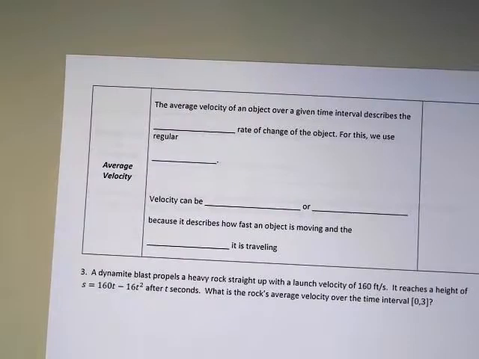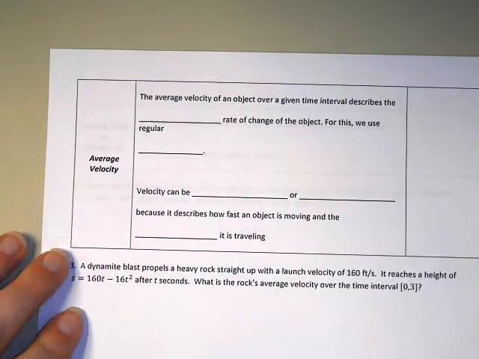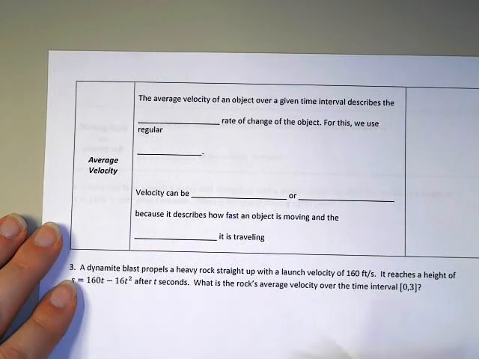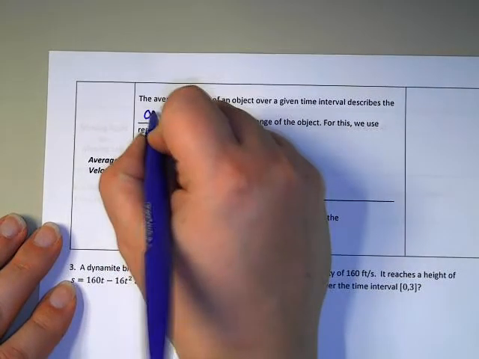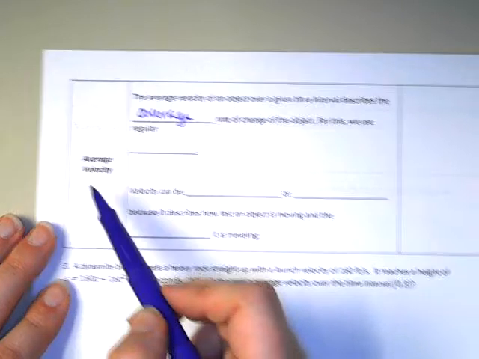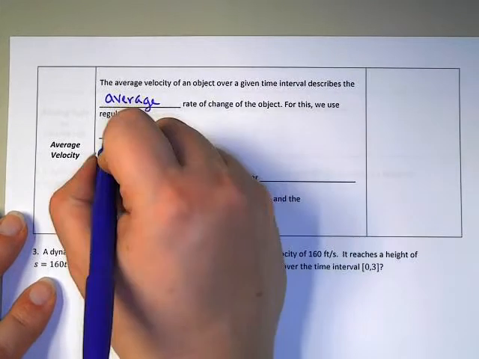Okay, moving along here, now let's talk about average velocity. Well, we've talked about average velocity a lot. You guys should be pretty familiar with that already. Average velocity of an object over a given time interval describes the average rate of change. So we didn't call it average velocity before, we just called it average rate of change, which we know is just regular old slope.